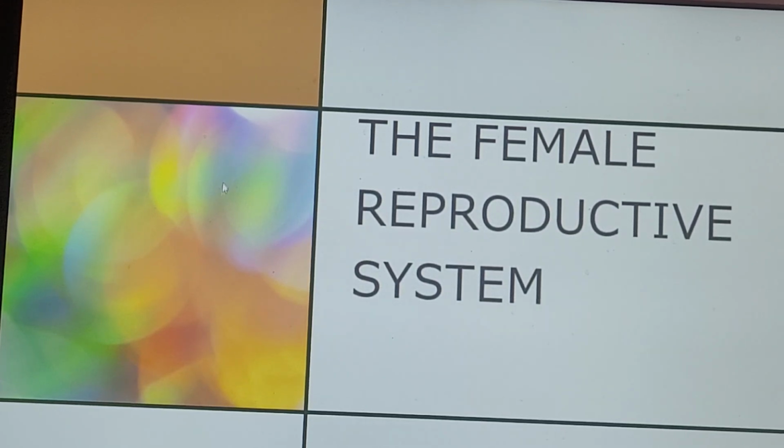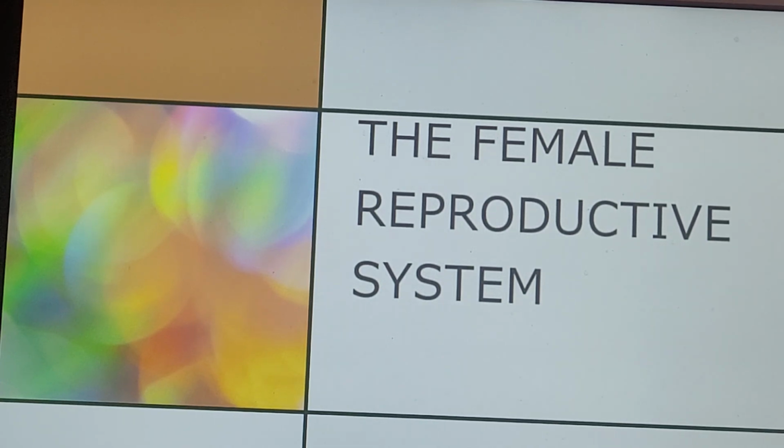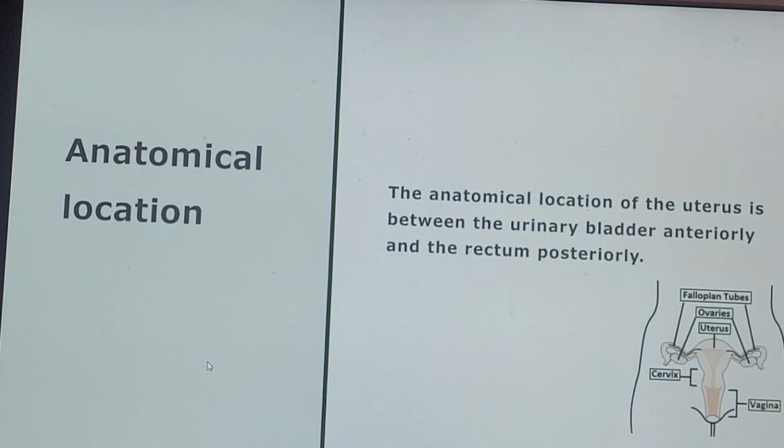The system that I chose is the female reproductive system because I personally feel that nobody would exist if this reproductive system did not exist. The anatomical location of the uterus is between the urinary bladder anteriorly and the rectum posteriorly. As you can see in the picture below, it shows the reproductive system, the fallopian tubes, the ovaries, the uterus, the cervix, and the vagina.